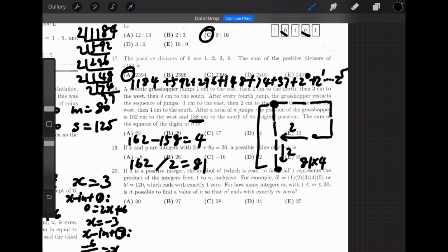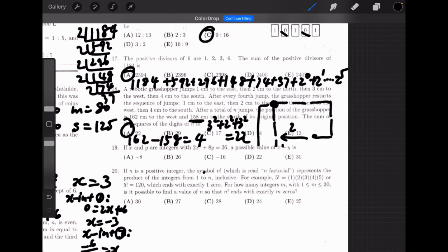81 times 4, because there are 4 jumps in one sequence, minus 1. 81 times 4 equals 324, minus 1, so 323. And 3 squared plus 2 squared plus 3 squared would be 22. So the answer is A.